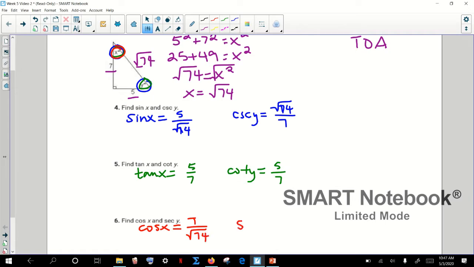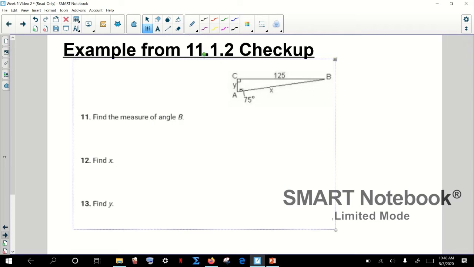Now if I want to find the secant of y, that's the reciprocal of cosine. So instead of adjacent over hypotenuse, it will be hypotenuse over adjacent. So that's square root of 74 over 5. All right, so hopefully that made sense. That's just using what we learned from the previous lesson this week. So let's go ahead and move on to something a little bit more complicated.